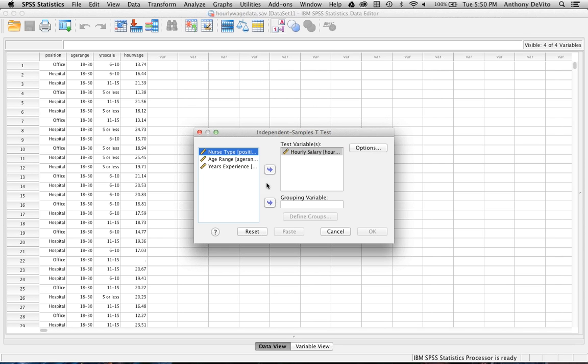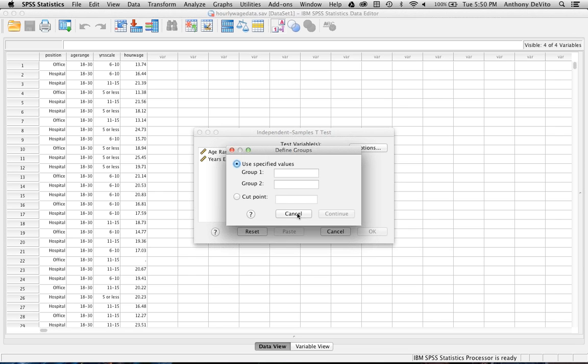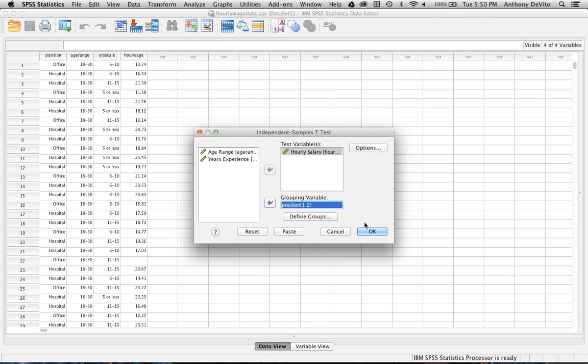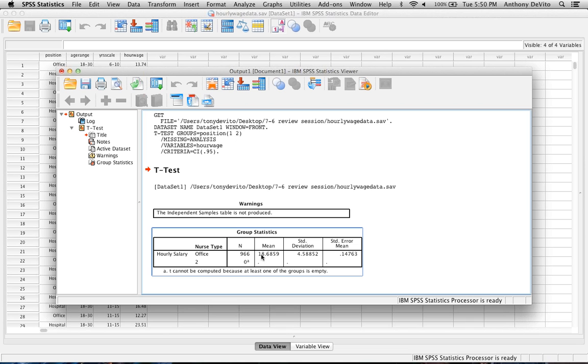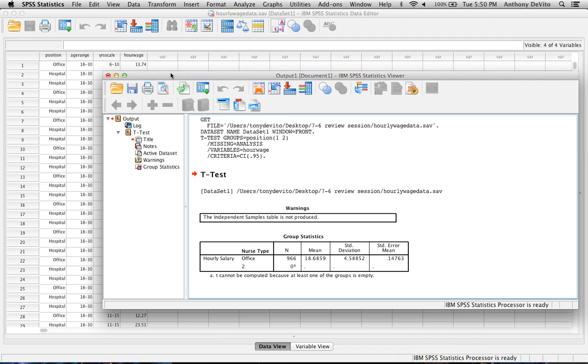Okay, and I'm going to put in the hourly wage, and I'm going to put in the nursing type into here. Ask me to define them. Anybody remember what it was? Was it 1 and 2 or 0 and 1? I think it was 1 and 2. Okay, and I'm going to say okay. It'll do the calculation for me. If I got it wrong, I think I got it wrong, didn't I? Yep, must have been 0 and 1.